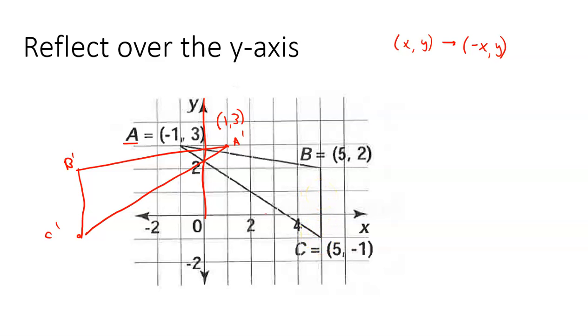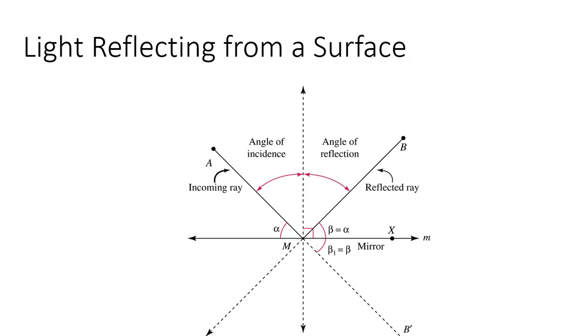All right, there's a little story about light reflecting from a surface. If you have a mirror or some other surface that light reflects across, the angle of incidence and the angle of reflection are the same. What that means is that this angle that it approaches the wall or the mirror on this side will be the same as the angle that it goes across on the other side.